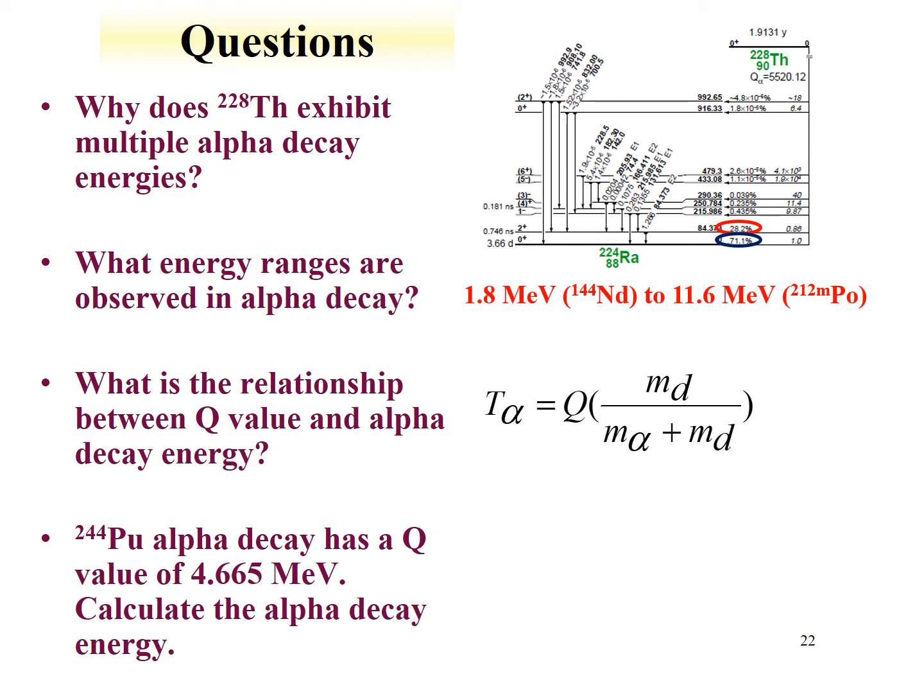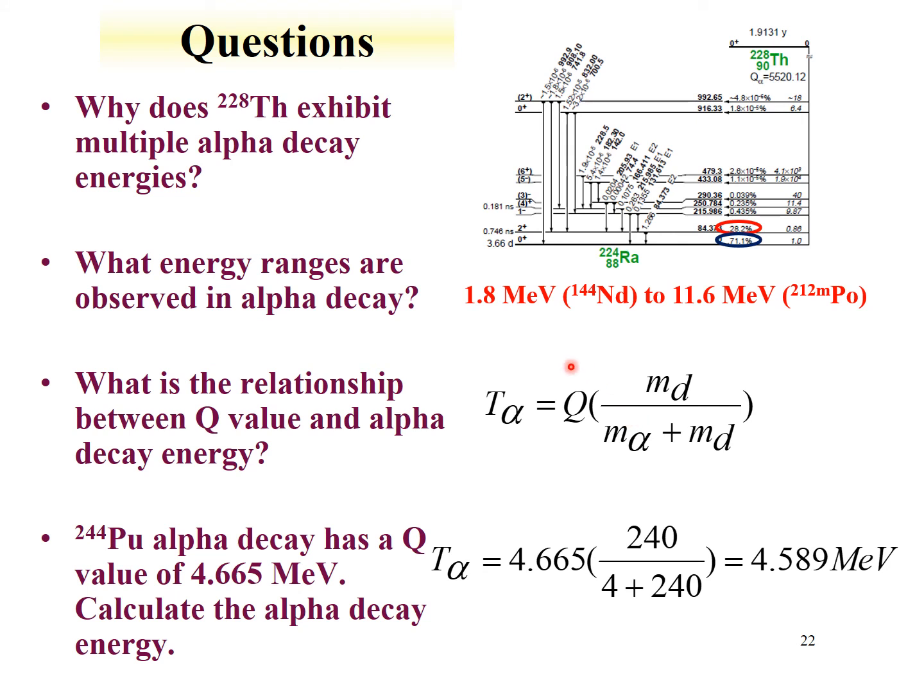So imagine that we want to determine the alpha decay energy for an isotope like plutonium-244. It has a Q value of 4.665 MeV. Find the alpha decay energy. Well, plug this value into the equation. There's our Q value. Plutonium-244, daughter is uranium-240. So 240 divided by 240 plus 4, that's equal to 4.589 MeV.